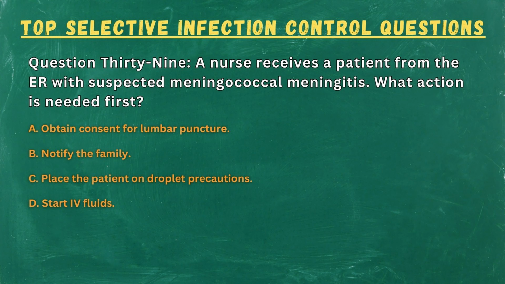Question 39. A nurse receives a patient from the ER with suspected meningococcal meningitis. What action is needed first? A. Obtain consent for lumbar puncture. B. Notify the family. C. Place the patient on droplet precautions. D. Start IV fluids. Answer: C. Place the patient on droplet precautions.